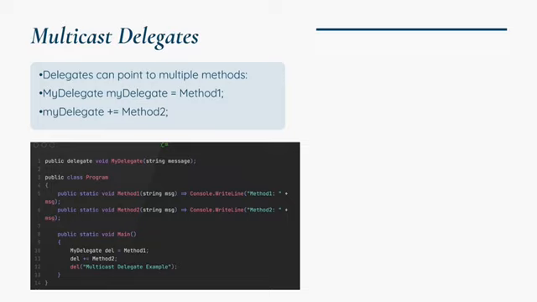A delegate can hold multiple methods at once. When invoked, all assigned methods execute in order. In this example, on line 11, it adds a method to the delegate, making it multicast.